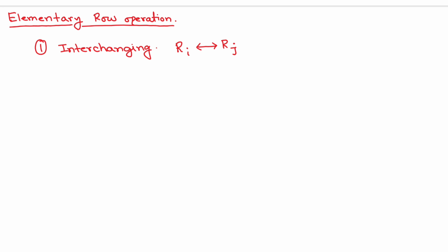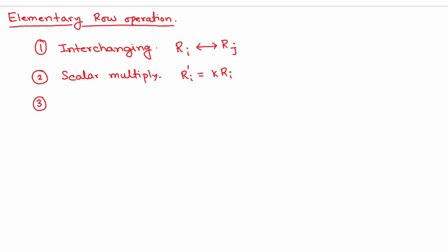Okay, the second operation is scalar multiply. Scalar multiply means we can multiply any row by a scalar. Okay, let's say I am changing Ri', this is equal to, let's say k is any scalar number, k into Ri. Okay, so these are two types of elementary row operations.